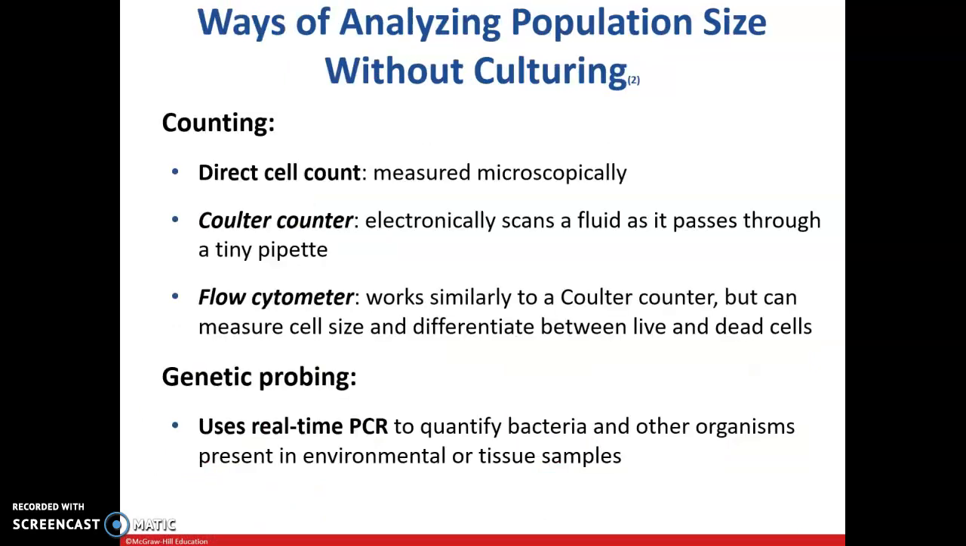So, ways of analyzing population size without culturing, without taking the time of culturing. We can count it, we can measure it microscopically, we can use a culture counter, which electronically scans a fluid as it passes through a tiny pipette. There's flow cytometry, which works similar to a culture counter, but can measure cell size and differentiate between live and dead cells. And then of course there's PCR, which is a type of genetic probing, and we quantify bacteria and other organisms present in the environment or the samples.